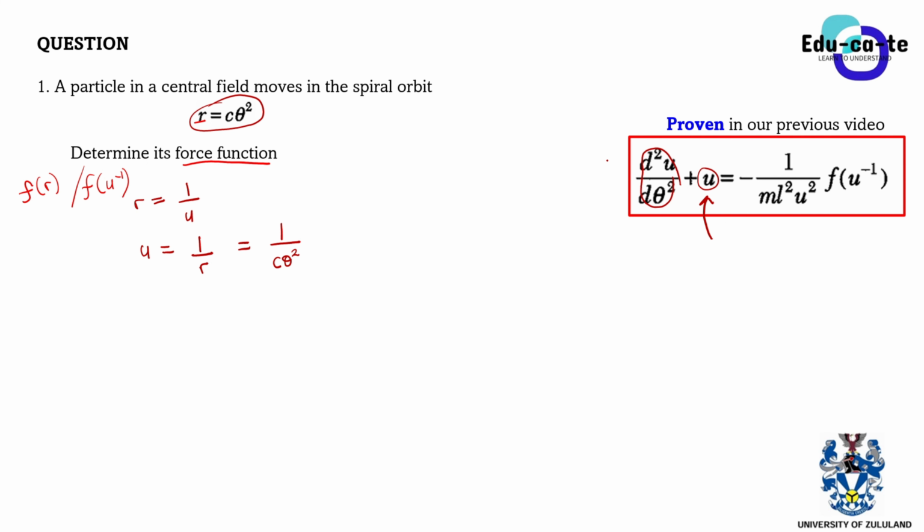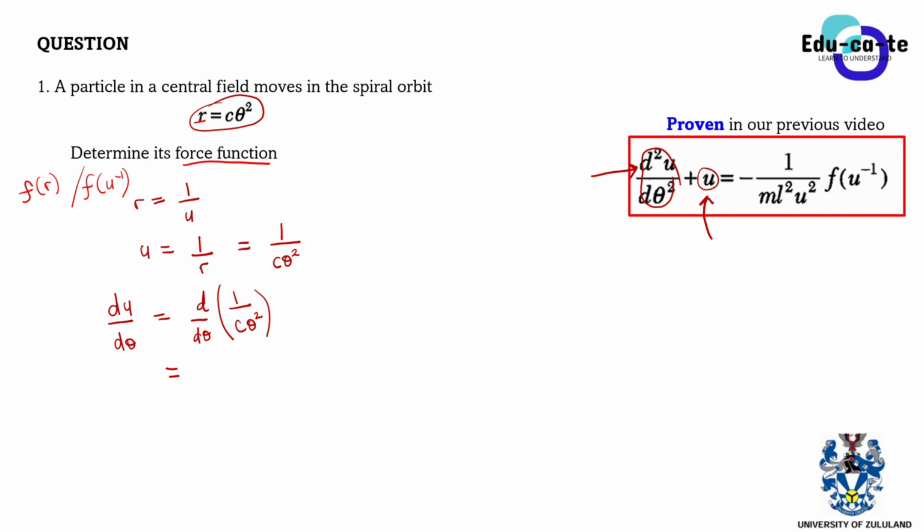Perfect, we have found u. Now we need to find the second derivative of u with respect to theta. Whenever you see d squared u, you are finding the second derivative of u, in this case with respect to theta. So we're going to differentiate this equation for u, 1 over c theta squared, with respect to theta. First we find the first derivative.